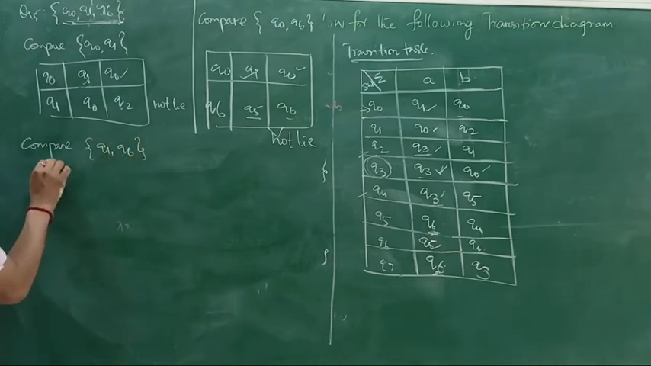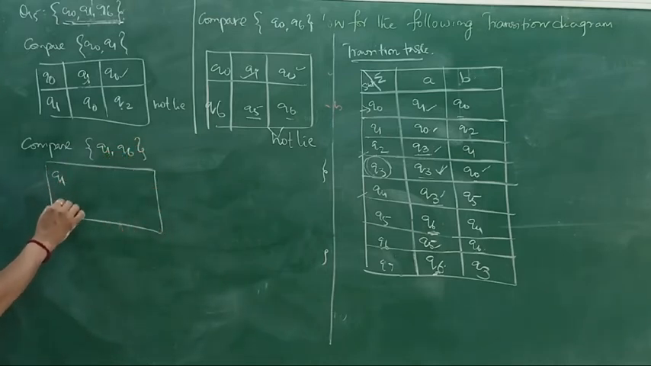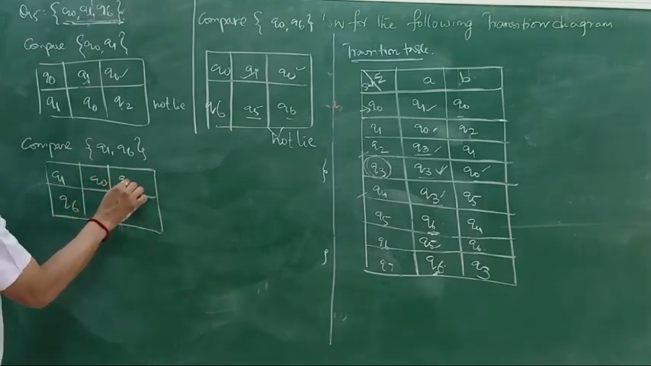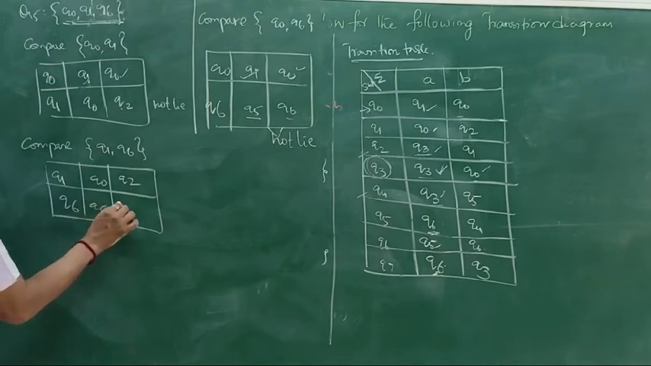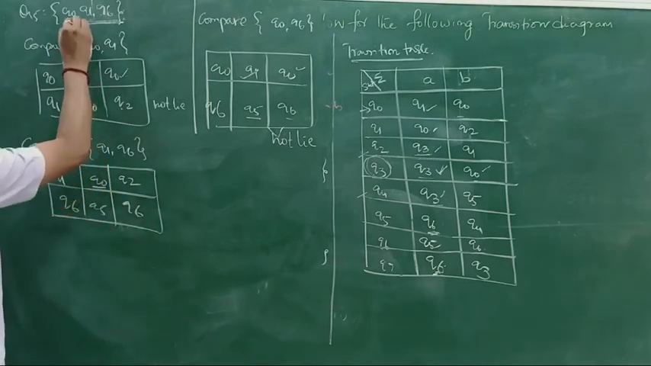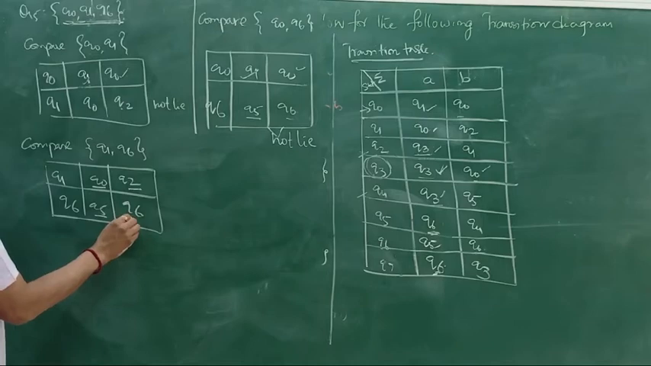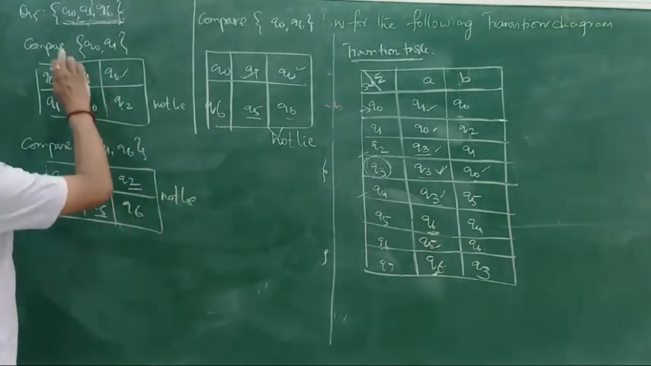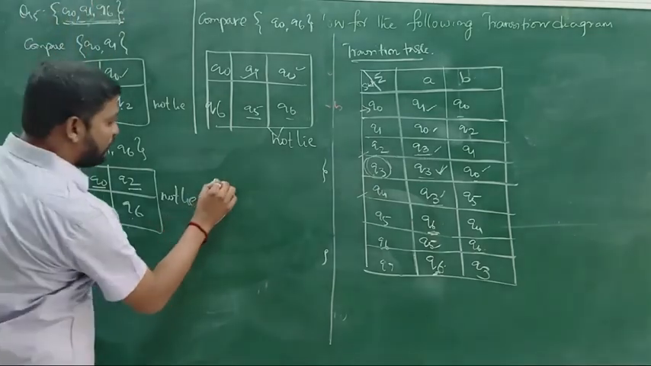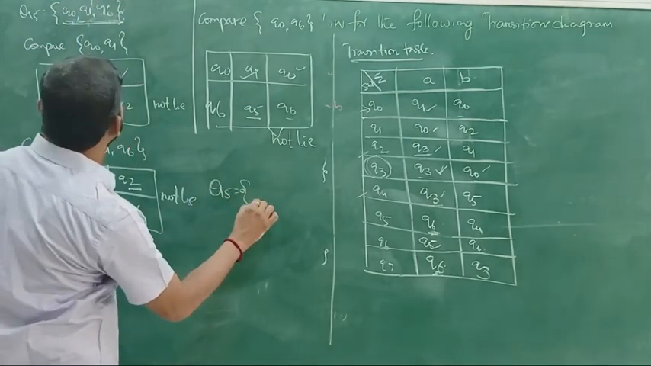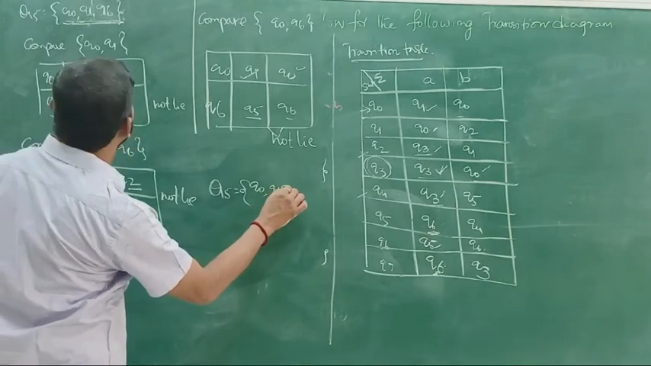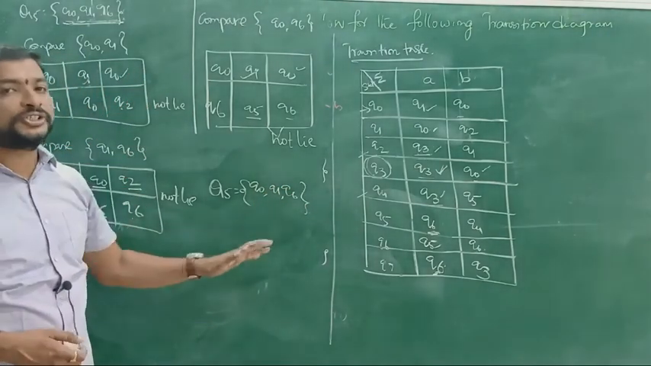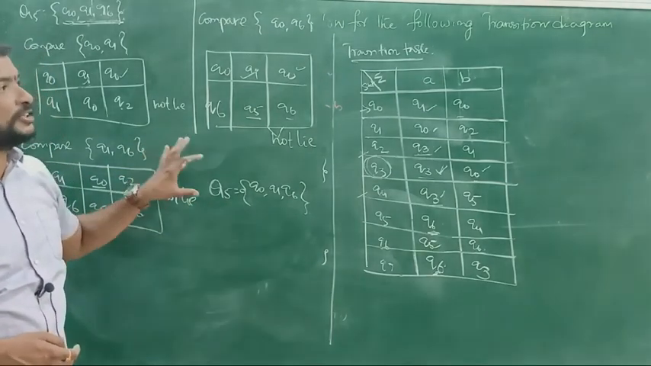So Q1 and Q6 comparison: Q1 is equal to Q0, Q2, and Q6 is equal to Q5, Q6. Here Q0 is available, and Q2 is not there, Q5 is not there, only Q6 is there. So this is also not clear. These three are called one set. So the new state is Q0, Q1, and Q6, which is one set. Okay, totally this is the minimization of the transition diagram.